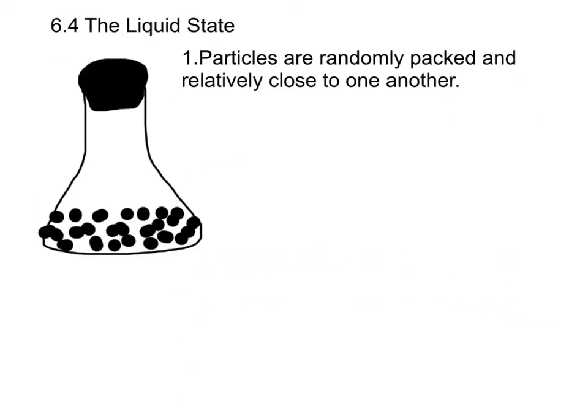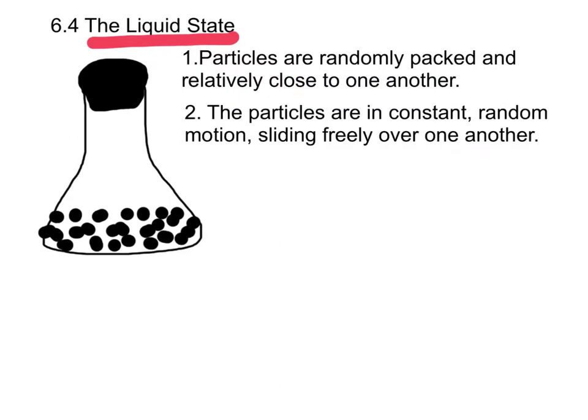With the liquid state, we're actually now looking at particles that are randomly packed and relatively close to one another. So there's not a specific spot for each particle now. They're just sort of randomly in there and can move around. Liquids also are particles that have constant random motion. They slide freely over one another, but they don't have enough kinetic energy to separate from each other.